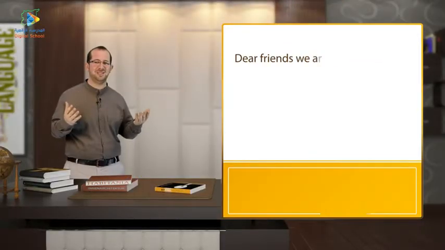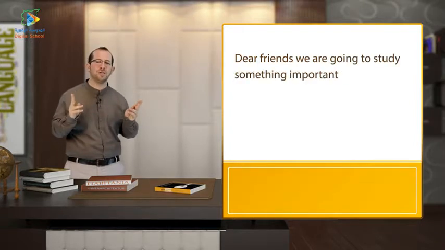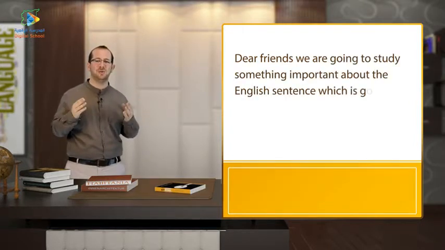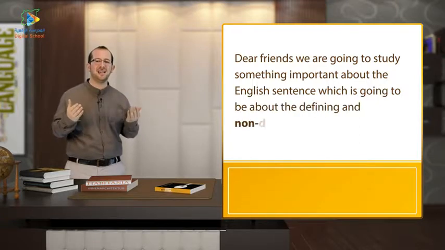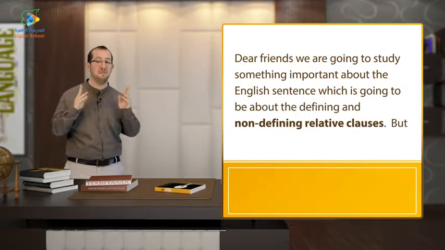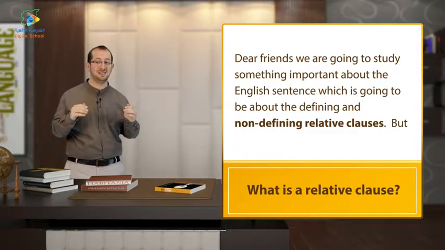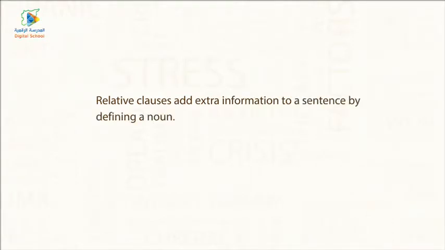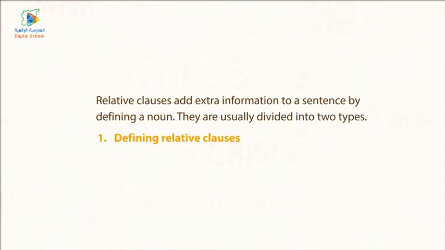Dear friends, we are going to study something important about the English sentence, which is going to be about the defining and non-defining relative clauses. But what is a relative clause? Relative clauses add extra information to a sentence by defining a noun. They are usually divided into two types. 1. Defining relative clauses. 2. Non-defining relative clauses.